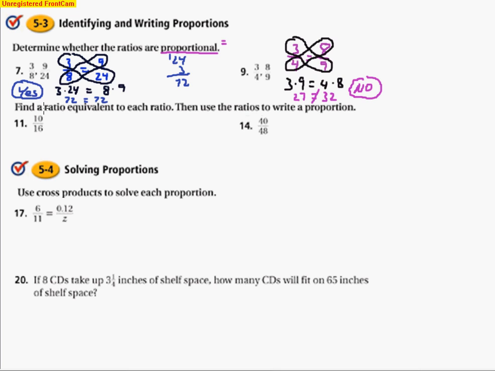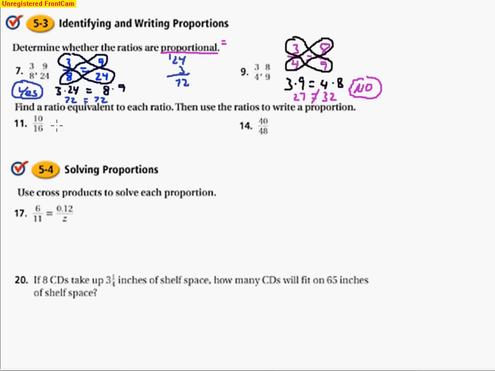Well, the next set of directions asks us to find ratios equivalent to each ratio. So find a ratio, that just means 1. Then use the ratios to write a proportion. So these answers could vary. It kind of depends on how you do it. So when I look at this, 10/16, we could either do one of two things. We could either multiply by a factor of 1 or divide by a factor of 1. I'll do one way and the other the other.